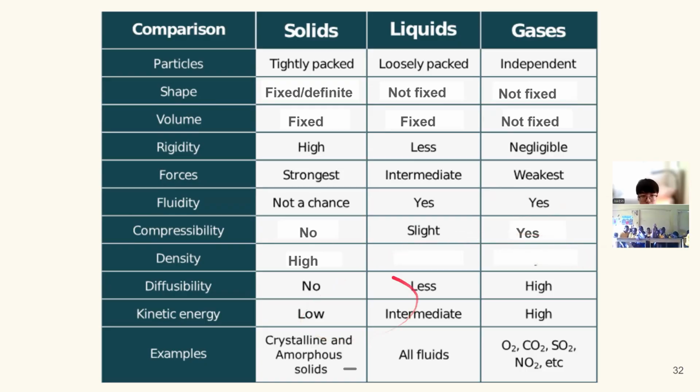And for the density too, solids have high density, liquids have medium density, and gases have very low density. And this again has to do with the spaces of particles in between. For solids, the particles are very close together, tightly packed. Liquid, they are spread out a little bit. The gases, they're spread very far away. So the density is very low.